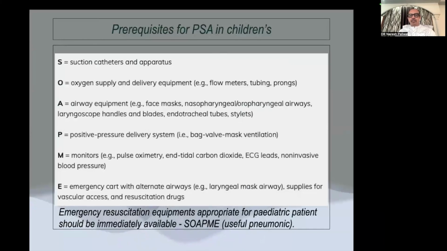Now, for every kid, you need some procedural sedation analgesia. So I'll cover some part of this procedural sedation analgesia before proceeding to segmental spinal. And emergency resuscitation equipment appropriate for pediatric patients should be available. SOAP-ME is a useful mnemonic for this. S stands for suction catheters and apparatus, O for oxygen supply and delivery equipment, A for airway equipment, all types of airway equipment, P for positive pressure delivery system, M for monitors, and E for emergency cart with alternate airway. You should be ready with all this before proceeding for any procedural sedation analgesia in kids.